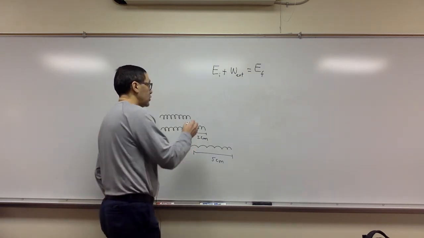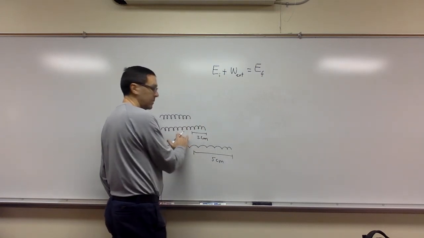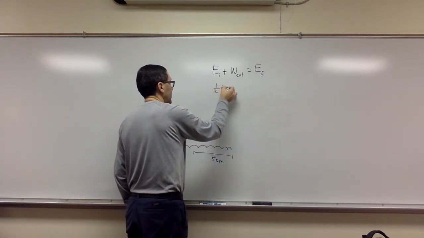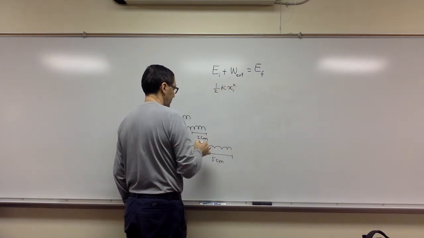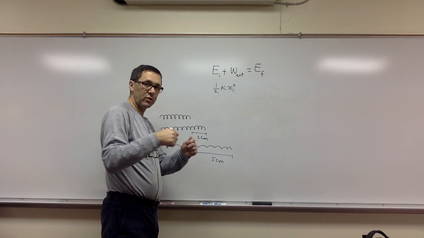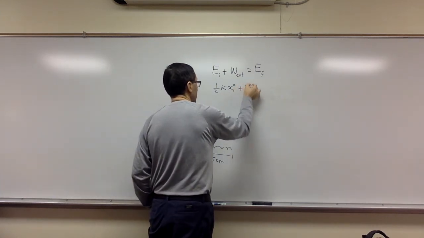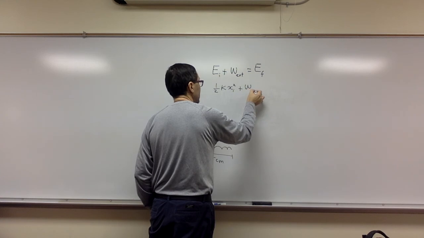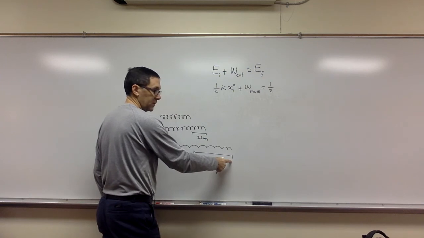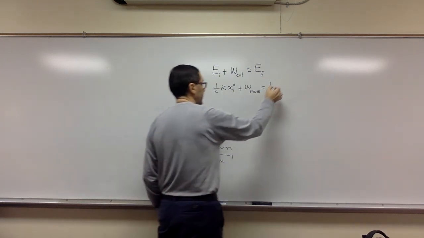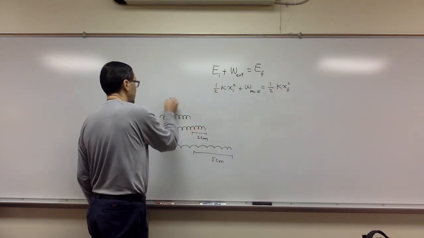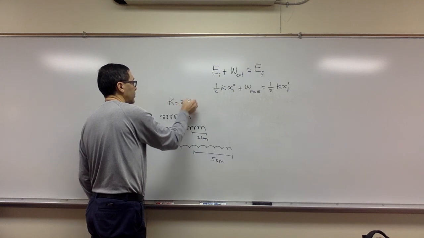So let's try that. Initially, the spring has some energy. It has some elastic potential energy, so 1/2 K X initial squared. Is there any work done? Absolutely, because I was the one doing the work. I applied the force over some distance, plus the work done by Mr. E, equals, and at the end, the spring is stretched more, 1/2 K X final squared. Now, I have to give you the spring constant. So I'm going to say the spring constant is 20 newtons per meter.